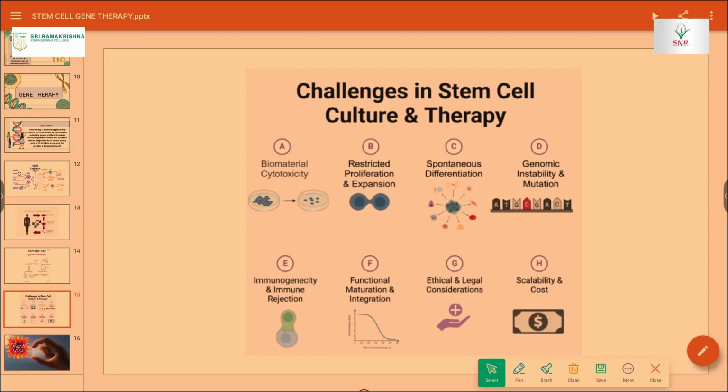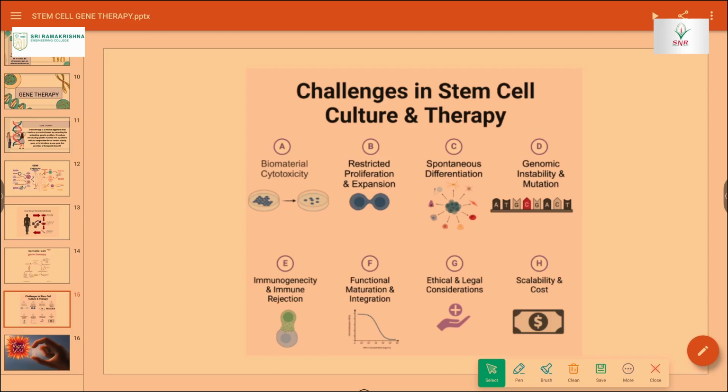Next one is genomic instability and mutation. Since you are adding a new nucleotide or manipulating a nucleotide, that can lead to certain genomic instability, and it can result in a mutation which will lead to tumor formation or something like that. After that, scalability and cost: if you do this kind of experiment, a high cost factor is involved. So scalability is also a question mark.